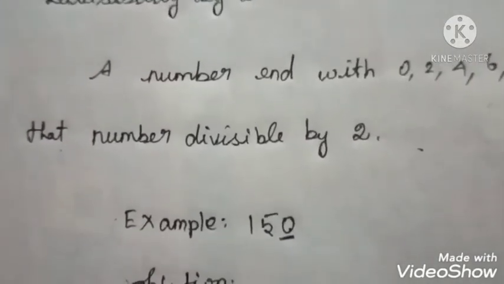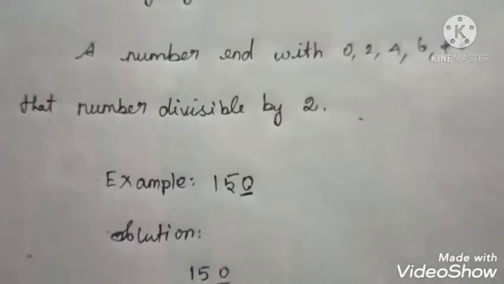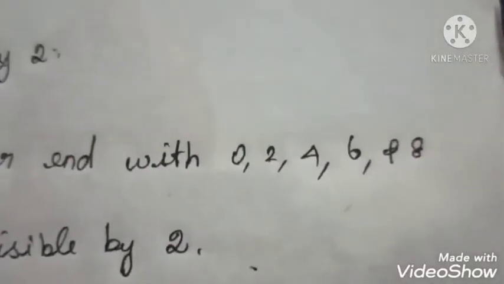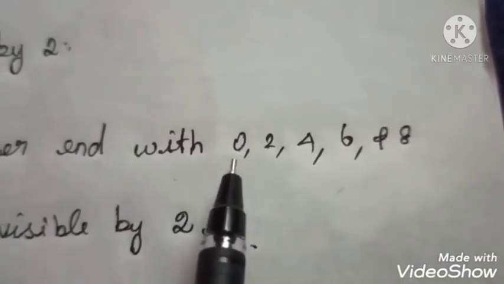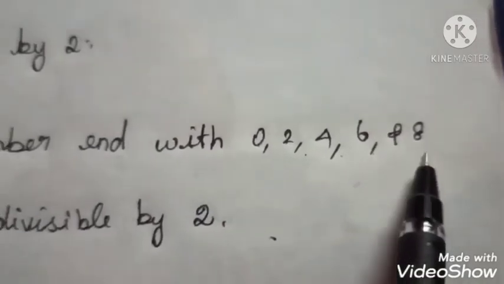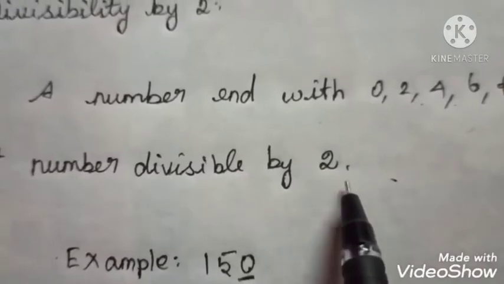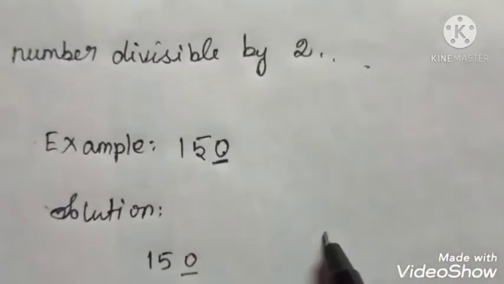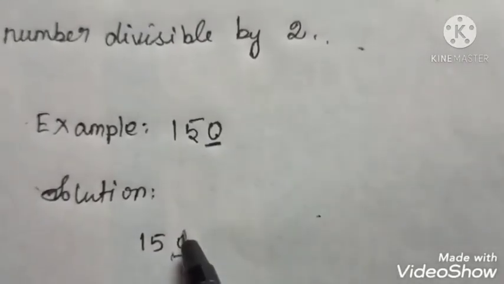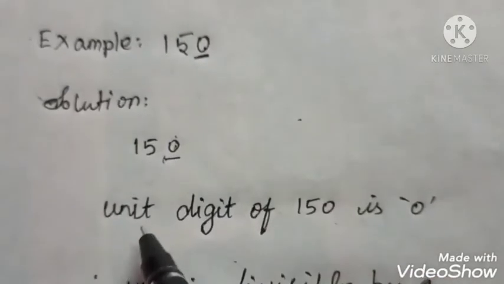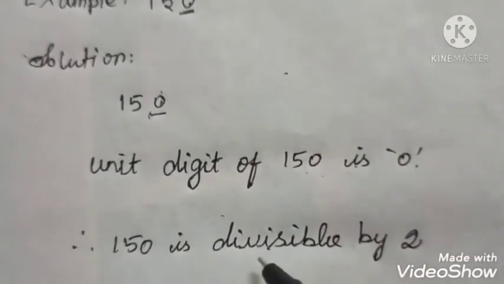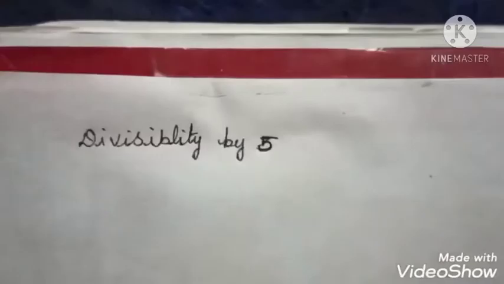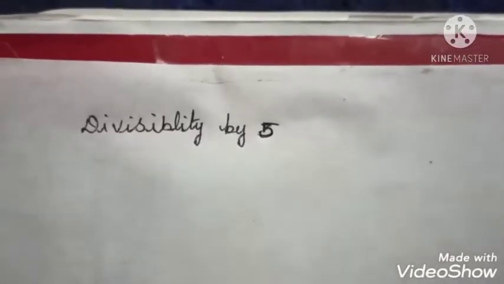If the unit digit of a number is 0, 2, 4, 6 or 8, that number is divisible by 2. Here 150 is divisible by 2, because the unit digit of 150 is 0. Therefore, 150 is divisible by 2. Now we have to see the divisibility by 5.